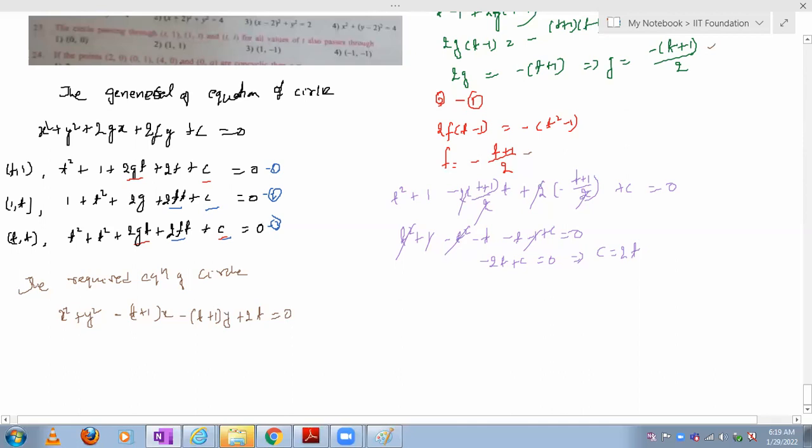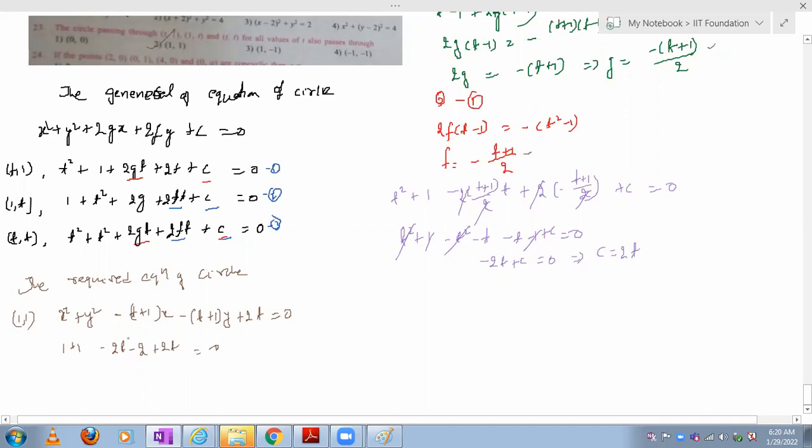If I keep 1, 1 here, 1 plus 1 is 2, minus t plus 1, minus t plus 1, minus 2t, minus 2, plus 2t. Yeah, this becomes zero for any value of t. This is zero, so always it is passing through 1, 1. This is satisfying the equation.